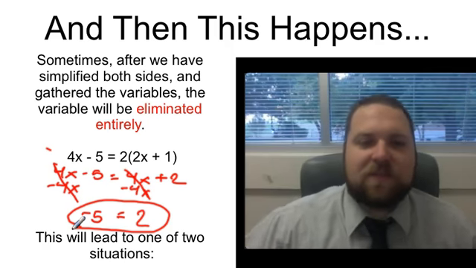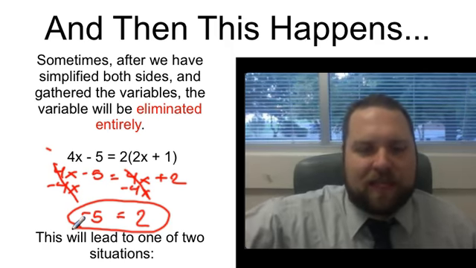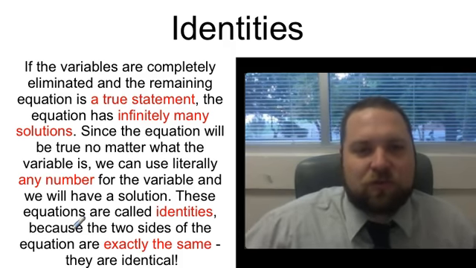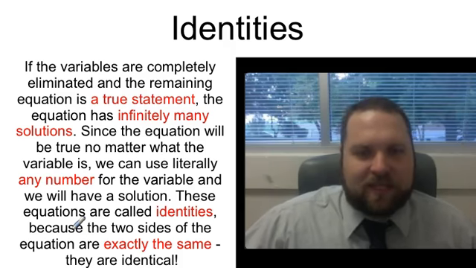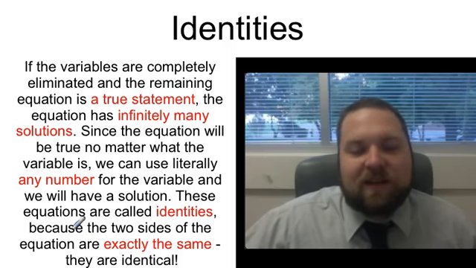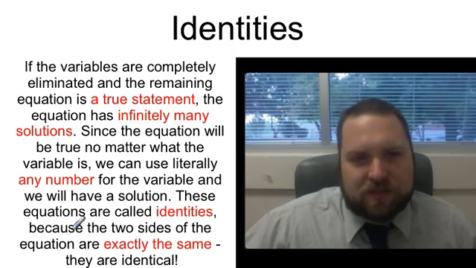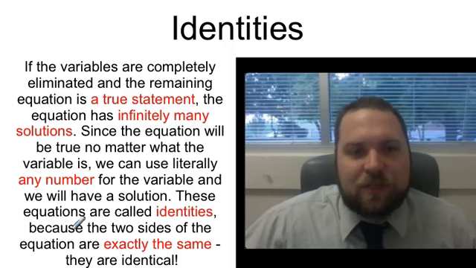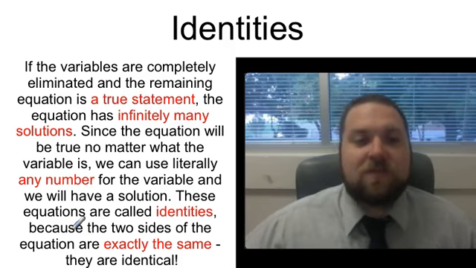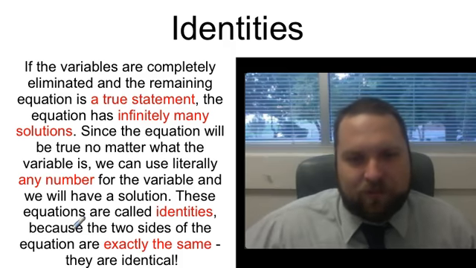Now, one of 2 things is going to happen. If the variables are eliminated and what remains is a true statement, something like 3 equals 3, negative 5 equals negative 5, then we're going to say that our answer, our solution, is that there are infinitely many solutions. This equation, if it gives you a true statement, is going to be true no matter what number we use for the variable, which means we can use any number for the variable.